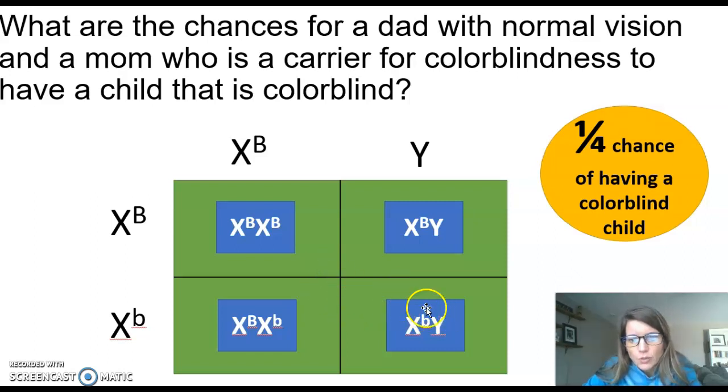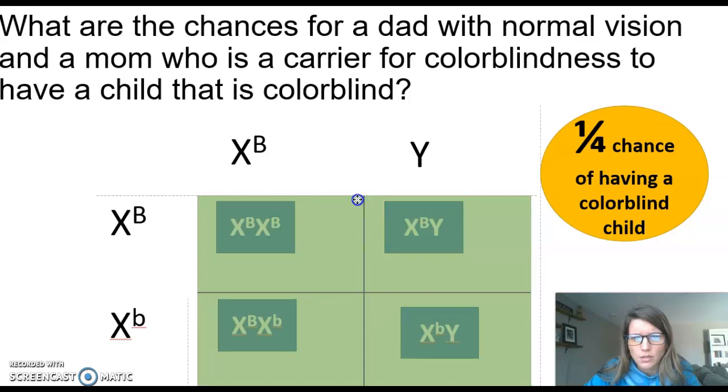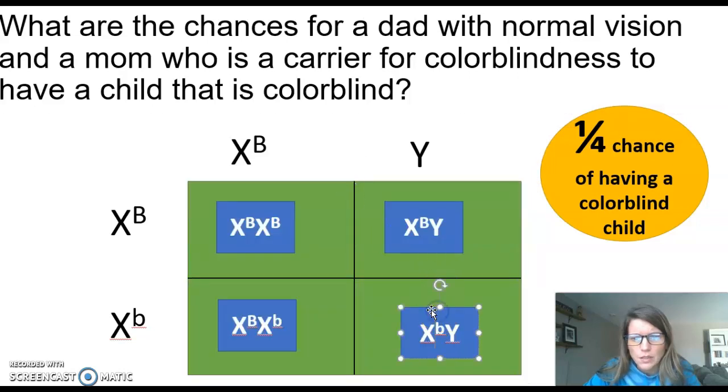In this case, only this child down here, or this offspring down here, would be colorblind. So the chance is a 25% chance of having a kid who is colorblind, or 1/4. Now, if the question asks you, just of the boys, what's the likelihood of your boys being colorblind? You would say half, right? Because the boys are on this side. 50% chance that your boy would be normal vision, 50% chance of him being colorblind.